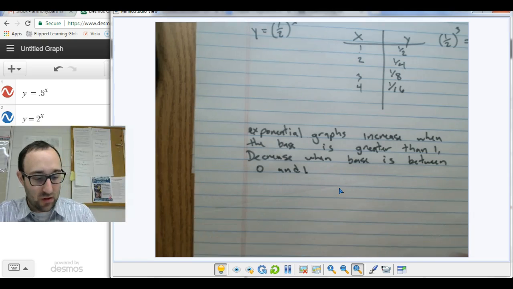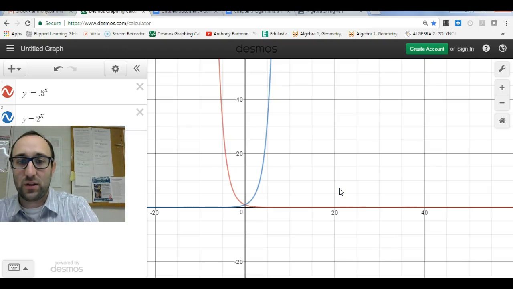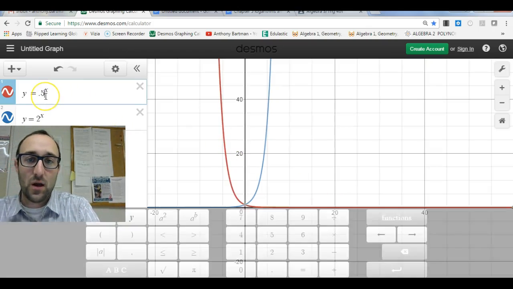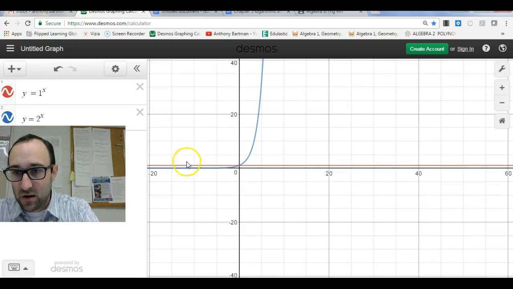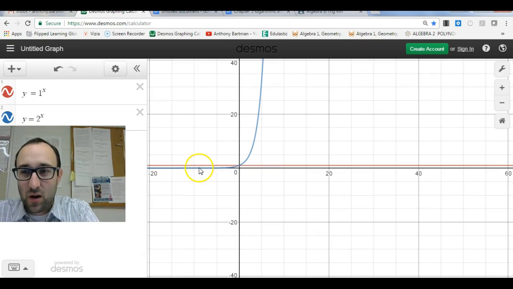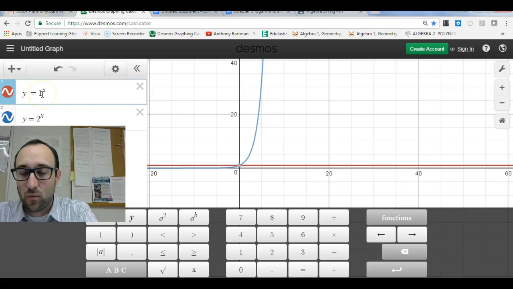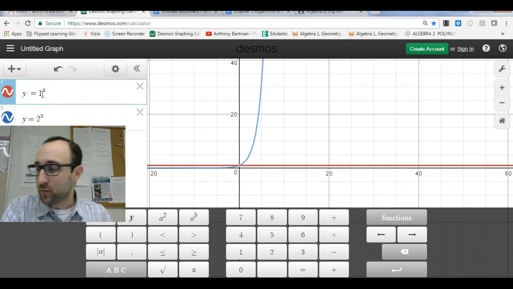Now, why is 1 really the big key? Why do we even care about 1? Well, let's just put it in the graph. Let's put in 1 and see what happens. Hopefully it kind of makes sense, though. It just goes right there. It's just this horizontal line. You know why? Because we're taking 1 and multiplying by itself. 1 times 1 times 1 times 1 times 1 doesn't change anything. So it's just going to be this horizontal line. So we don't care when that base is 1. That's not helpful, and that's not an exponential. All right? So there you go.